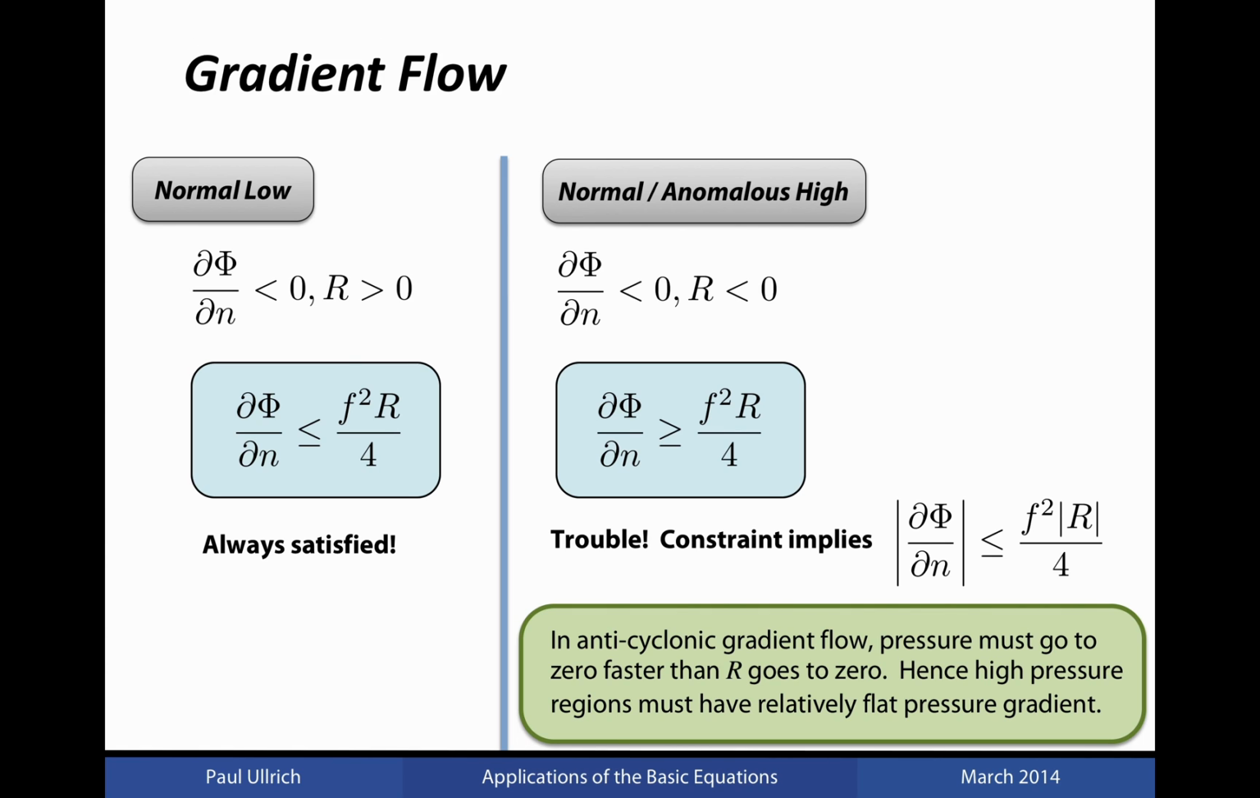If you consider now a series of concentric circles corresponding to fluid parcels which are rotating about the high, as you get closer and closer to the center of the high, you will have a radius of curvature which goes to 0 as you approach the center of the circle. This constraint then implies that the pressure gradient must go to 0 faster than the radius of curvature goes to 0, and so provides an intrinsic constraint on the maximum strength of the pressure gradient as you approach the interior of the high. Consequently, high pressure regions must have relatively flat pressure gradients on their interior, which is not required for the case of low pressure regions.